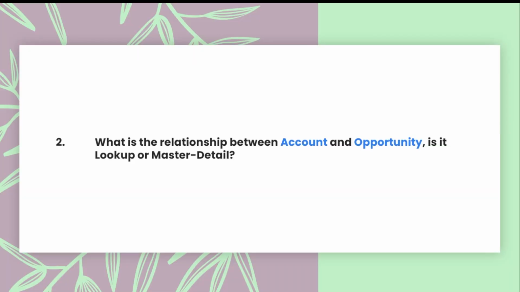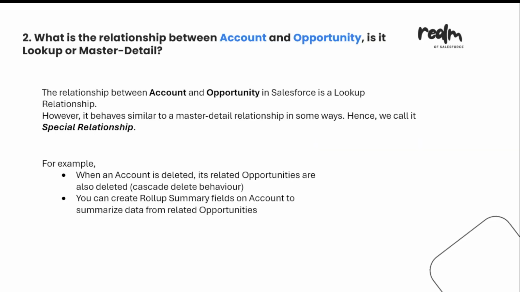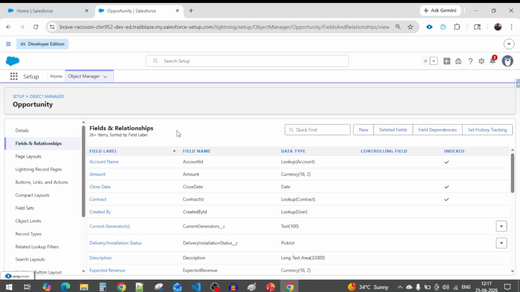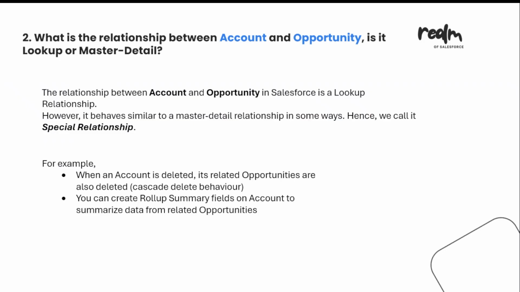So the next question is, what is the relationship between account and opportunity in Salesforce? Is it lookup or is it master detail? So technically, account and opportunity is having a lookup relationship in Salesforce. However, it behaves as master detail in some ways, hence we call it a special relationship. If I go to org, you can see I am on the opportunity object, and you can see account is having a lookup relationship, but it behaves as a master detail relationship.